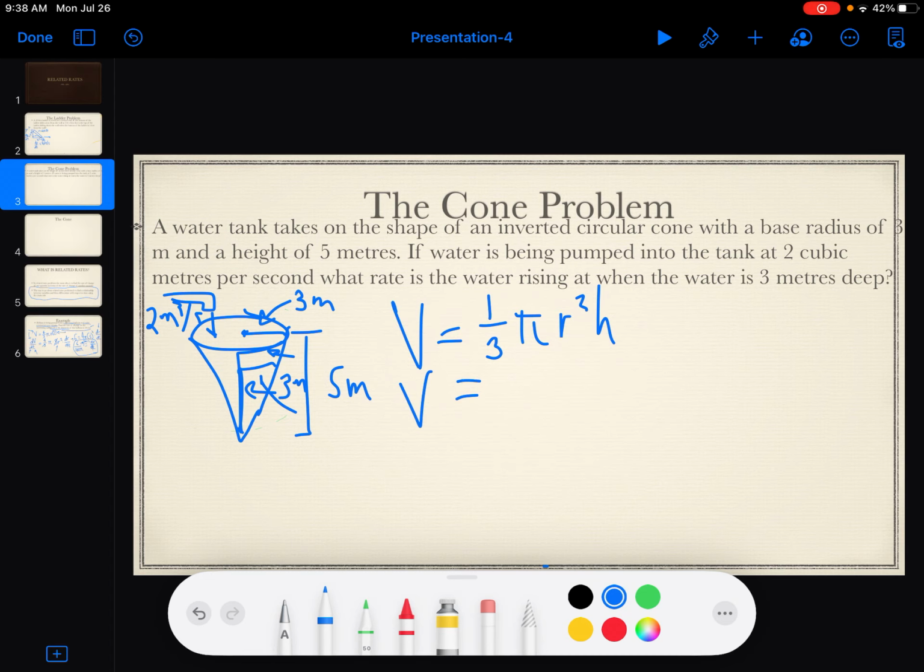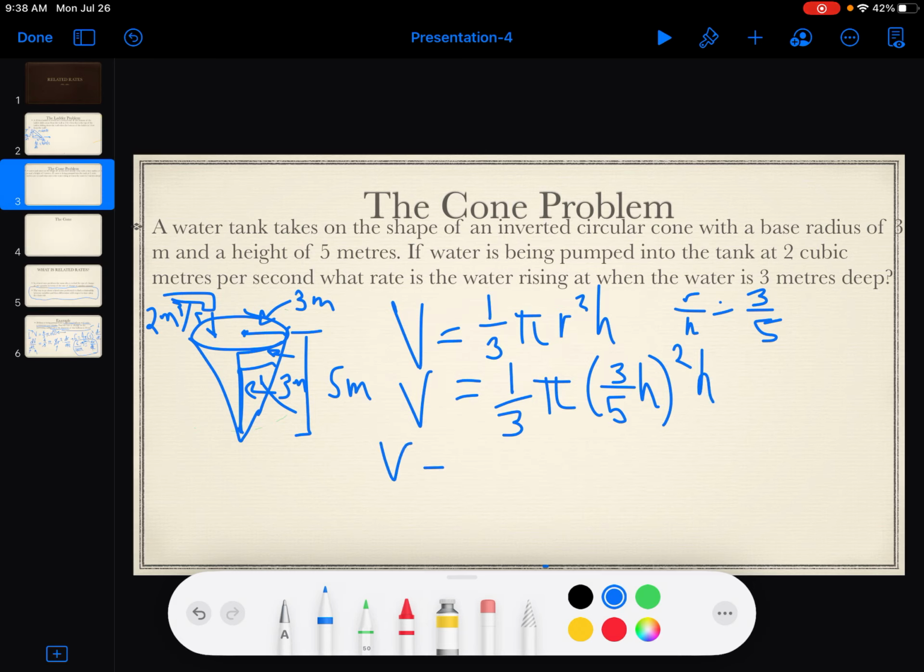So let's do this. So what was it? Well, R over H is 3 over 5. So R is going to be 3 over 5 H. So we get 3 over 5 H. Don't forget it's squared times H.